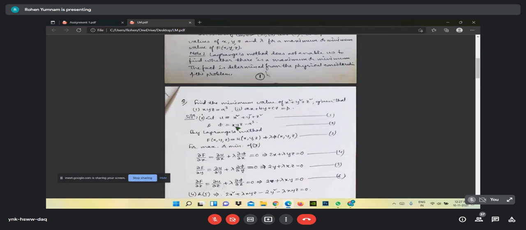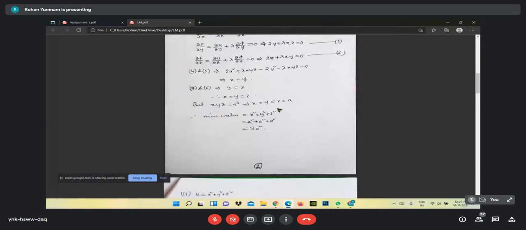I had already told you we have phi. Here, you take x equal to y equal to z. Then put y equal to x, z equal to x. Then x cube will be a cube. Then x will be a, which means y also, z also a. Then the minimum value will be a square, 3 square. This is the minimum value.